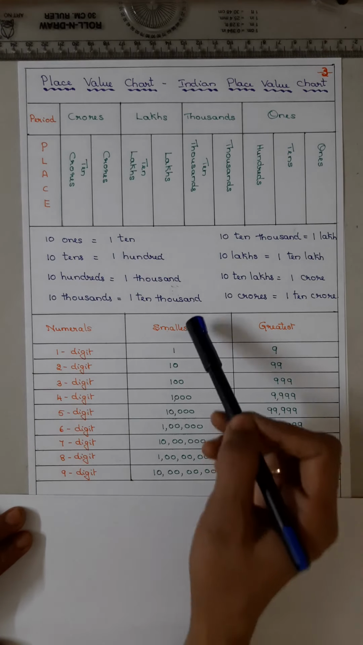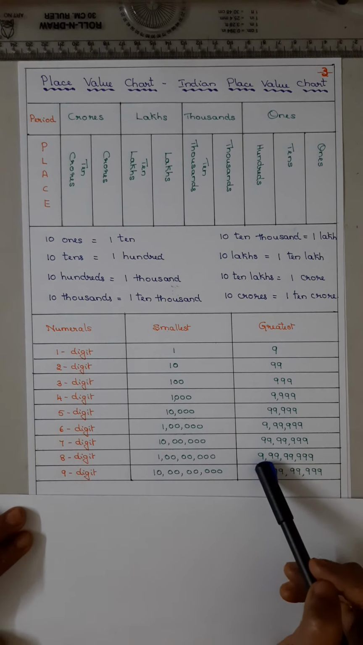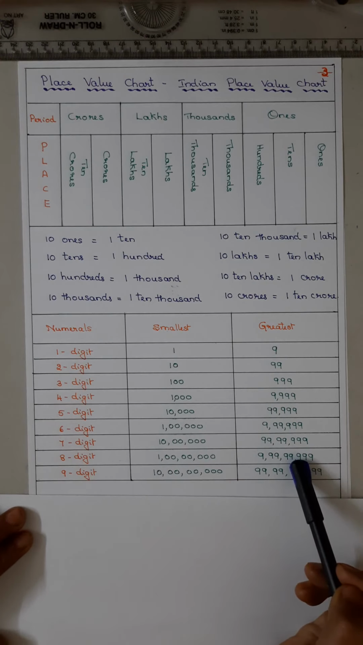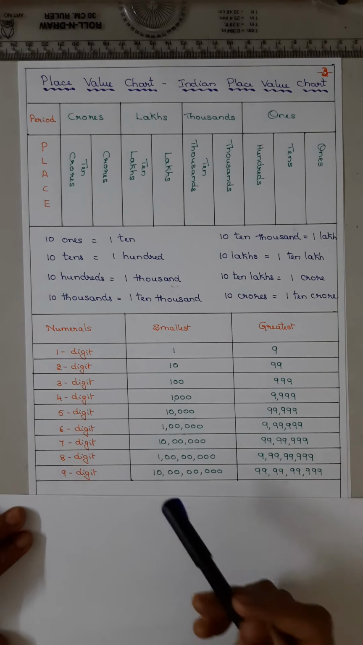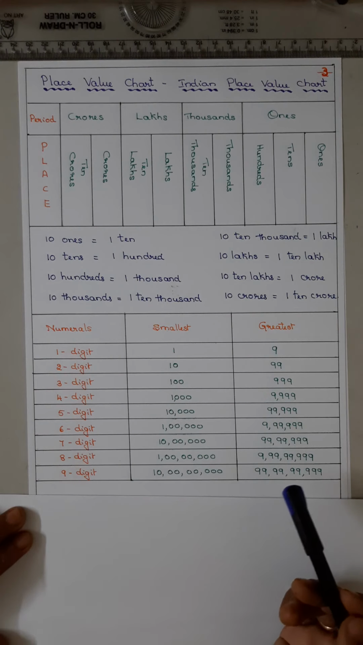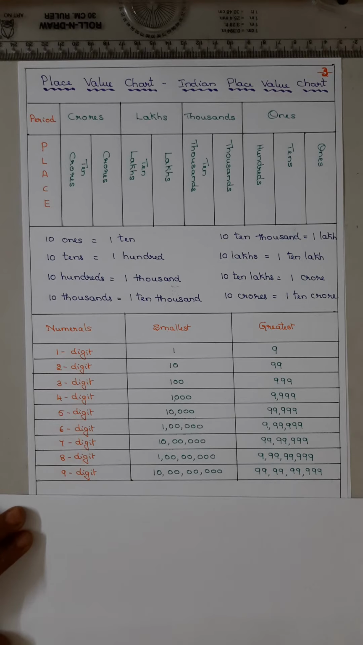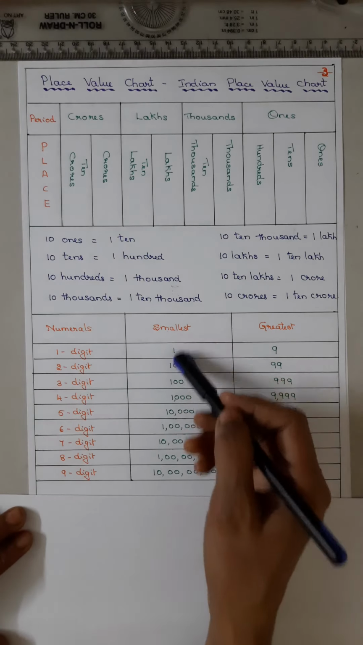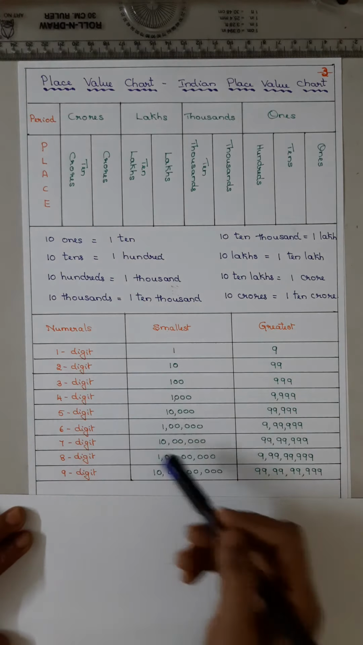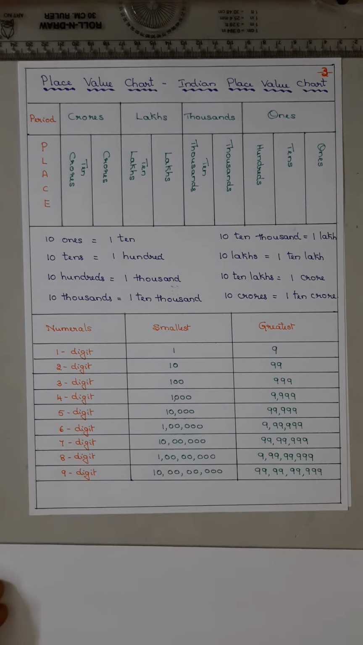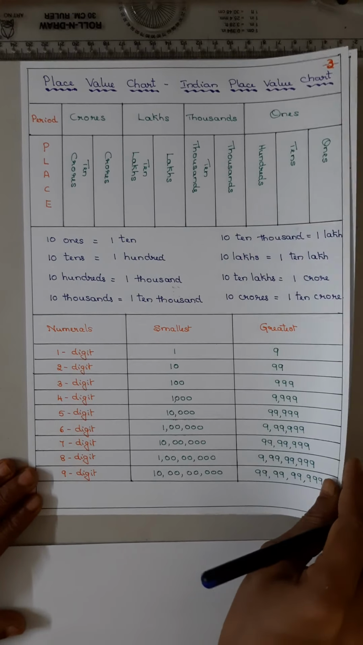99,99,999. The smallest 8 digit is 1 crore, the greatest is 9 crore, 99 lakh, 99,999. The smallest 9 digit is 10 crores and the greatest 9 digit is 99 crores, 99 lakhs, 99,999. So you know 1, 10, 100, 1000, but here it is 9, and how many digits are there, accordingly you have to write. Understood? This is the introduction to worksheet 1.